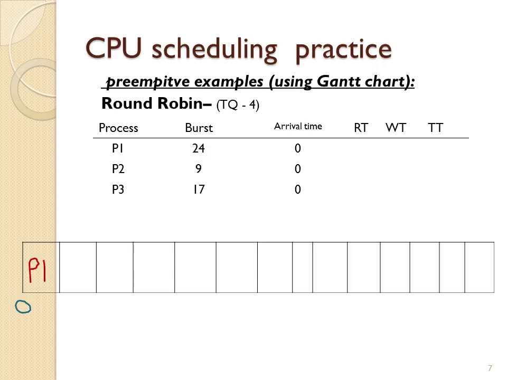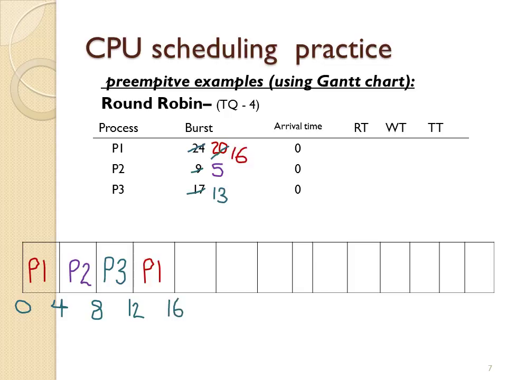So P1 will go for 4 time units, and then it will have 20 time units left. P2 will go for 4 time units, and it will have 5 time units left. P3 will go for 4 units, and it will have 13 time units of CPU burst left. Then we just run through them again: P1, P2, P3.